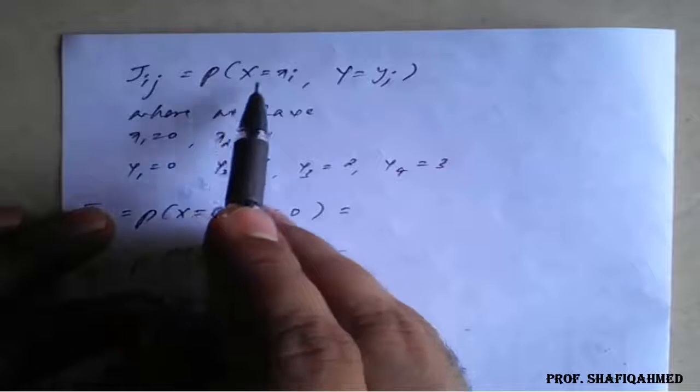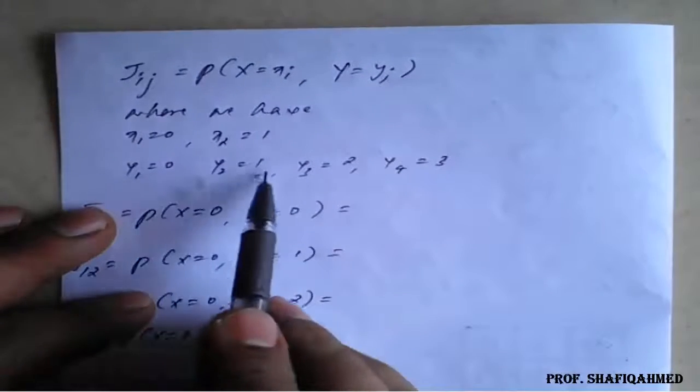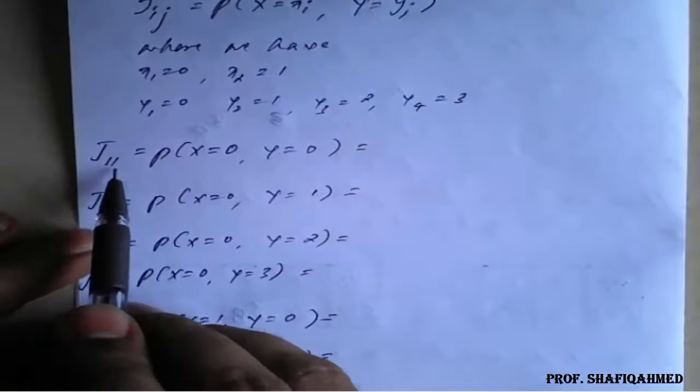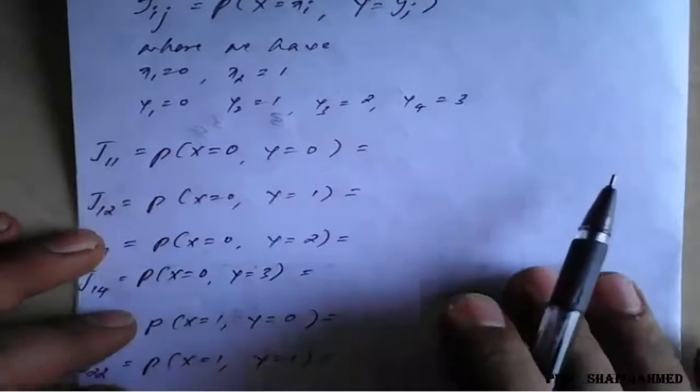So here the x values will take 0 and 1, and the y values will take 0, 1, 2, 3. Okay, now I have taken the formula. J11 is nothing but P of x equal to 0, y equal to 0. So, how to write the joint probability of J11, we'll see now.